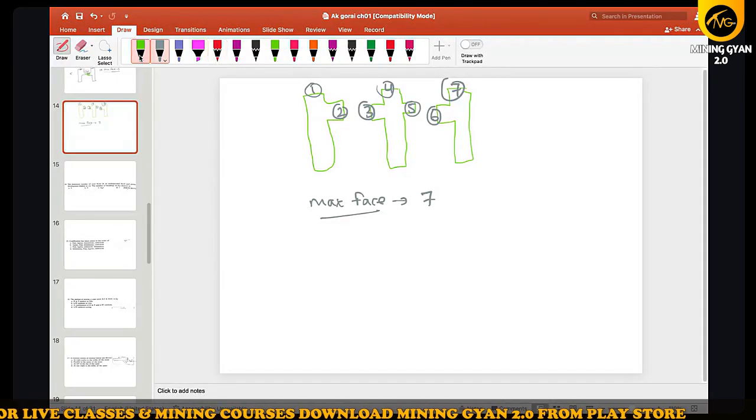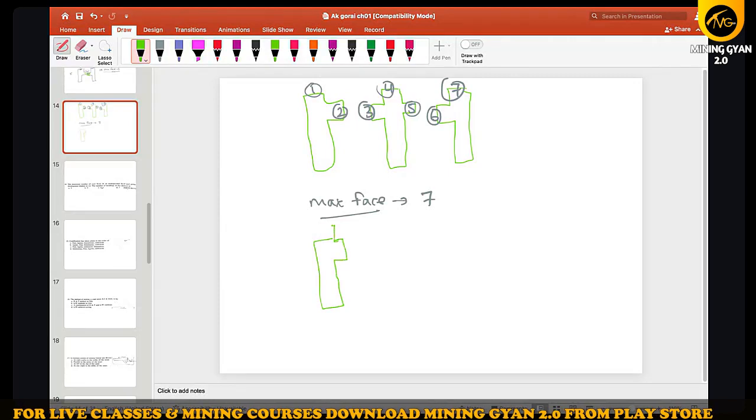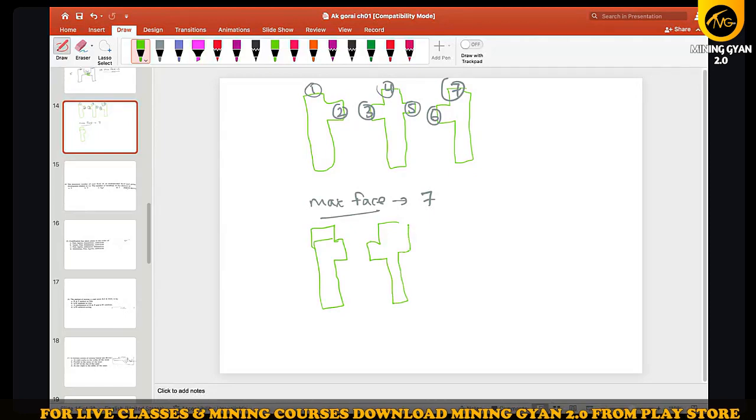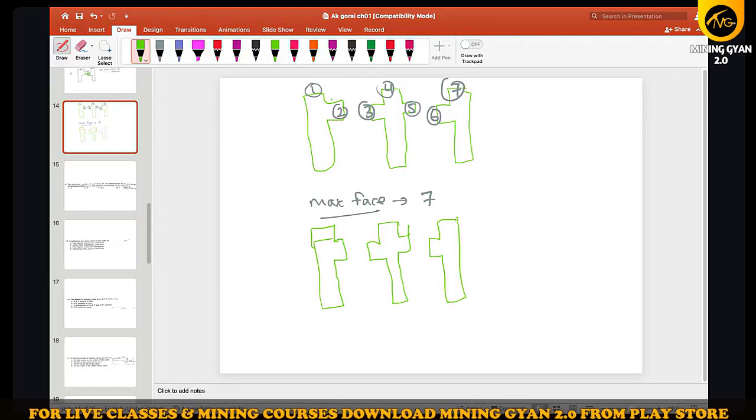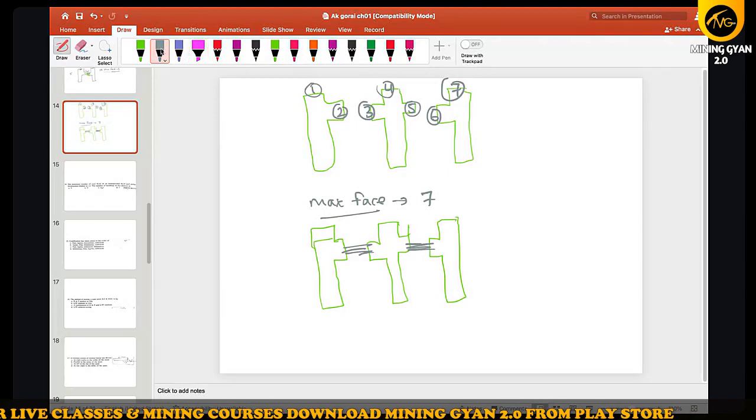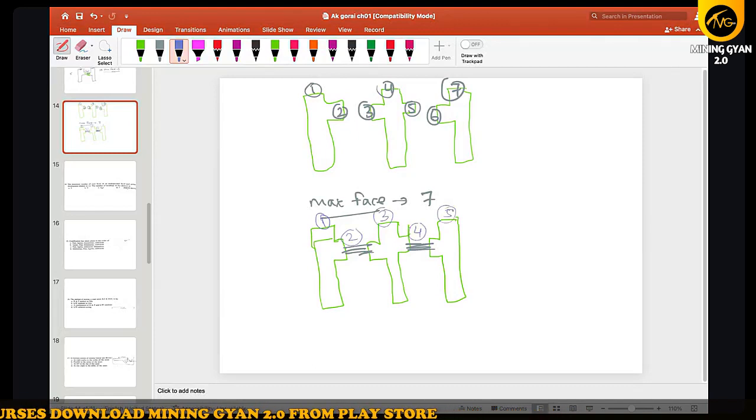And similarly for the three headings, if he asks us the minimum face, then we will consider this as one face and count it again. So in this case 1, 2, 3, 4 and 5. So minimum face will be 5.